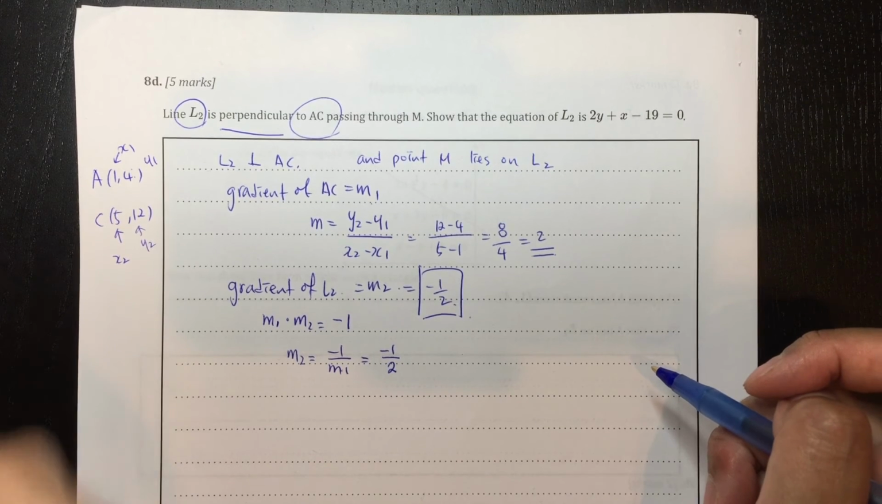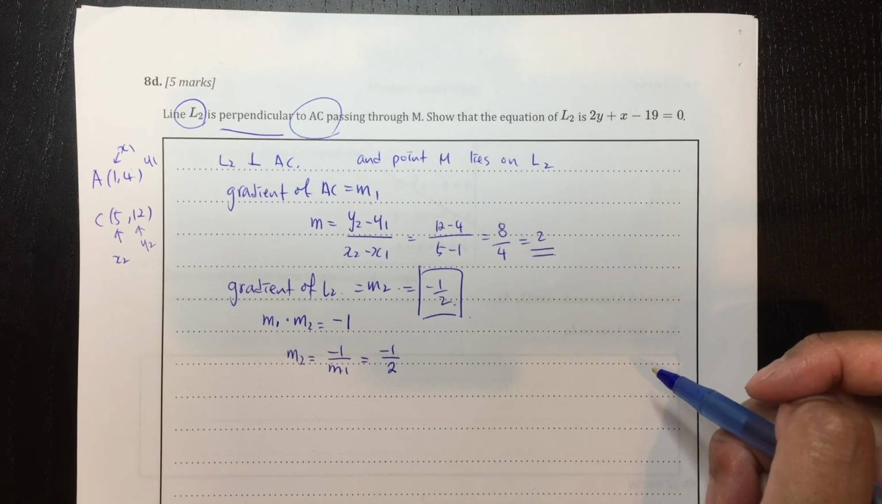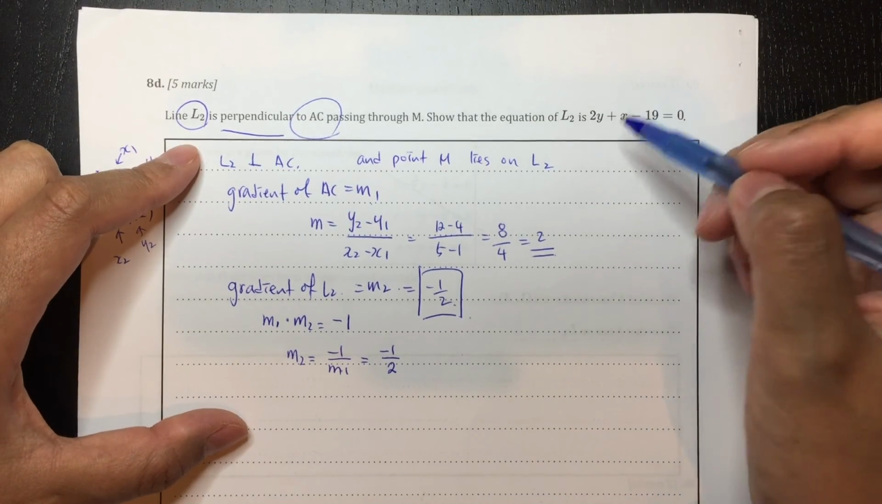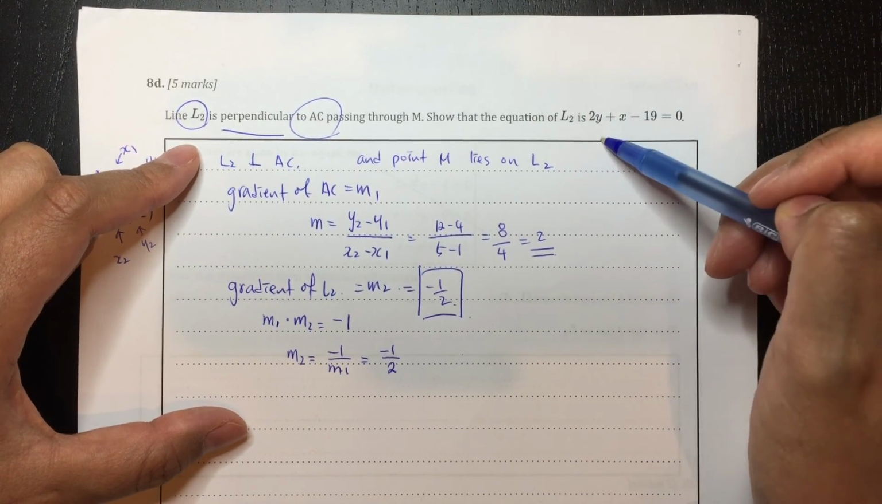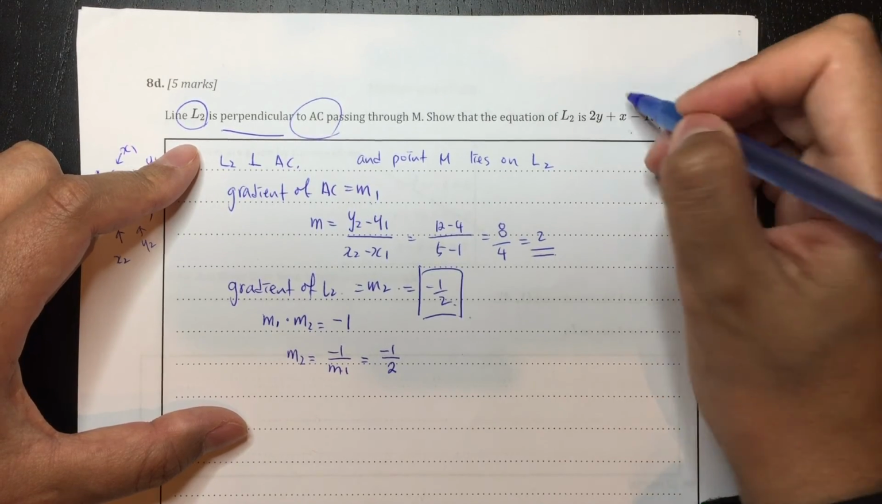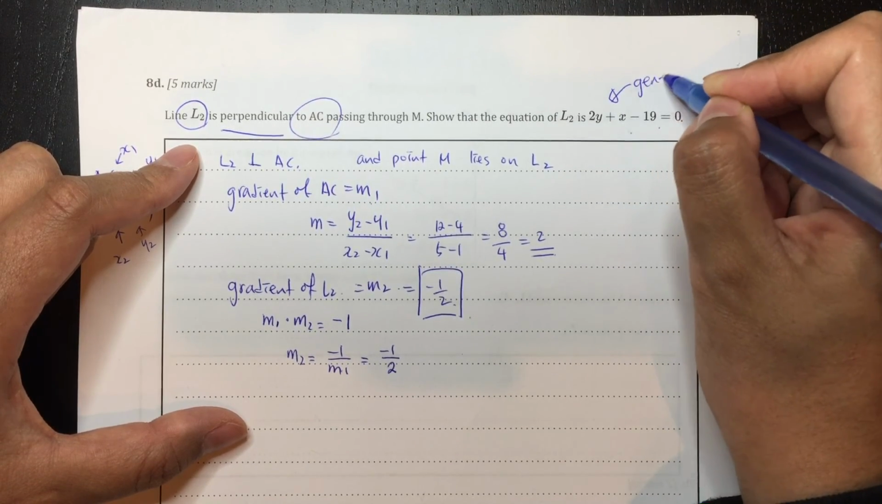At this point, you must be asking why we are trying to identify the gradient of L2. The question says we need to show that the equation of L2 is 2y plus x minus 19 equals 0. This is a general equation.